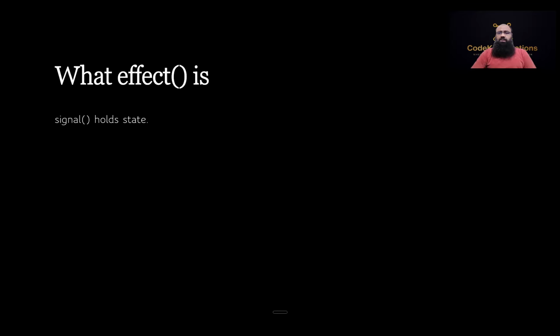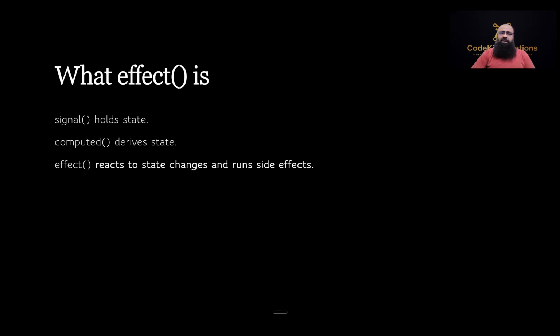As we learned in the very first video about signals, a signal holds a specific state. Then comes the computed, which we created on top of signals. This is more of a derived state. Now comes the effects. Basically, an effect is a reaction to state changes, and it runs side effects. Think of it as a function which is going to run every time the dependency that this effect is watching gets updated.